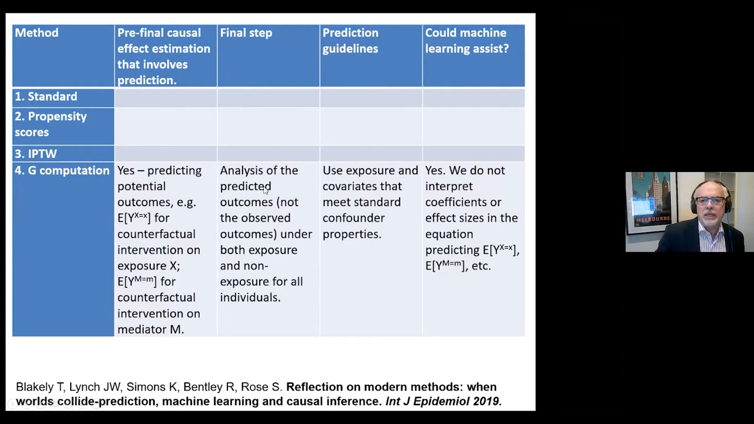Analysis of predicted outcomes under both exposure and non-exposure. Use exposures and covariates that meet the confounder properties. So you still have to think and draw your DAG. You can't just throw this all at some fancy machine learning algorithm. But could machine learning assist? Yes, of course it can. Because you can use it to predict the coefficients or effect size in the equation, doing the prediction over here, the potential outcomes. So you could use that as a prediction step to get yourself set up for doing your final analysis on the data.